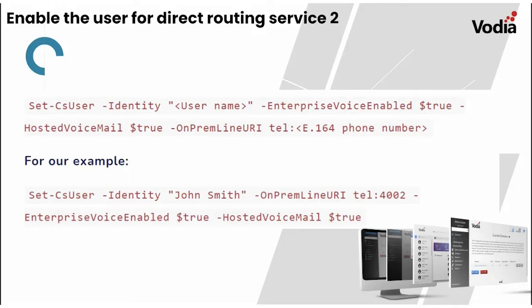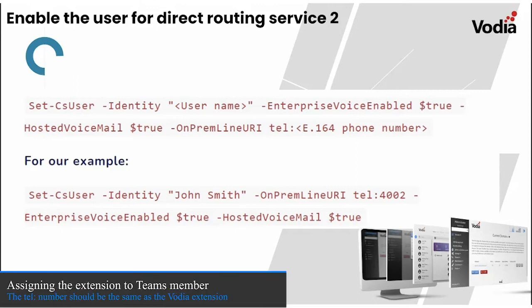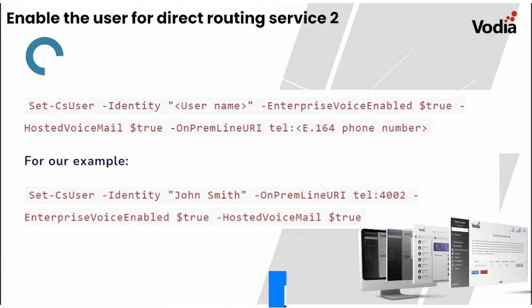So this basically will be the example. Below is what you want to follow. Set user identity, which is John Smith or the user. And here we're just assigning a TEL number and activating enterprise voice enabled for that user.